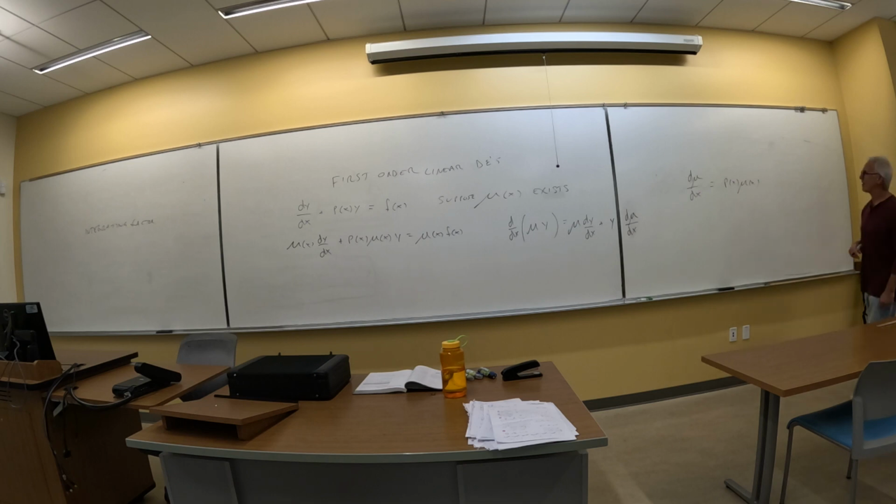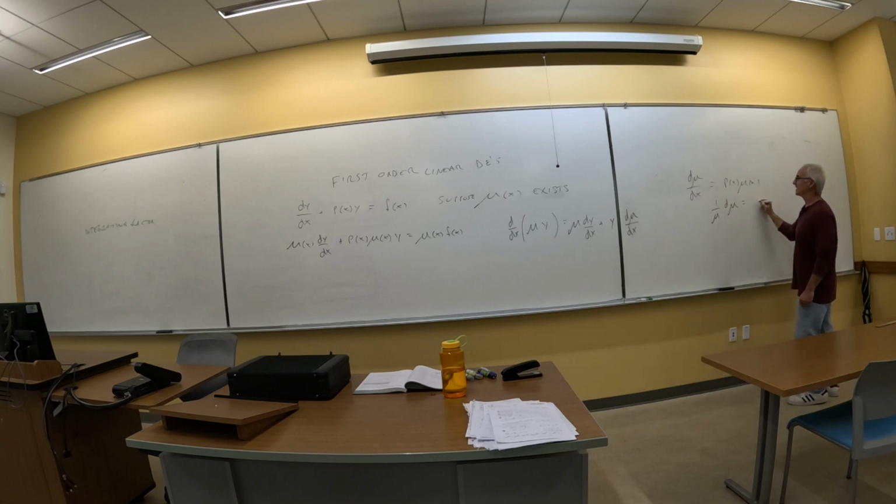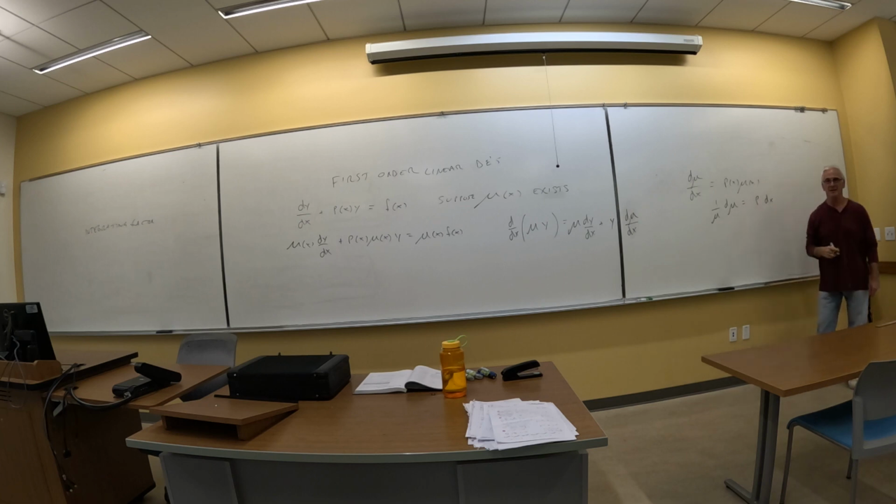Oh, it's separable, right? It's separable. So how about if I write it like this? 1 over mu d mu equals p dx. I'm going to be lazy. It's p of x, mu of x. We know that. You with me so far?